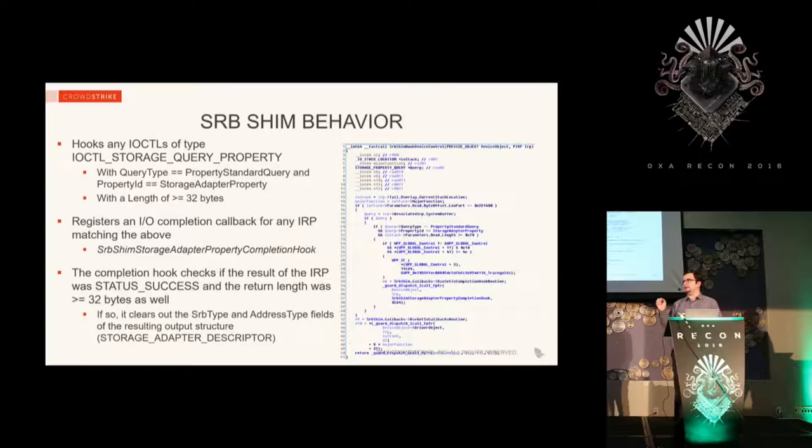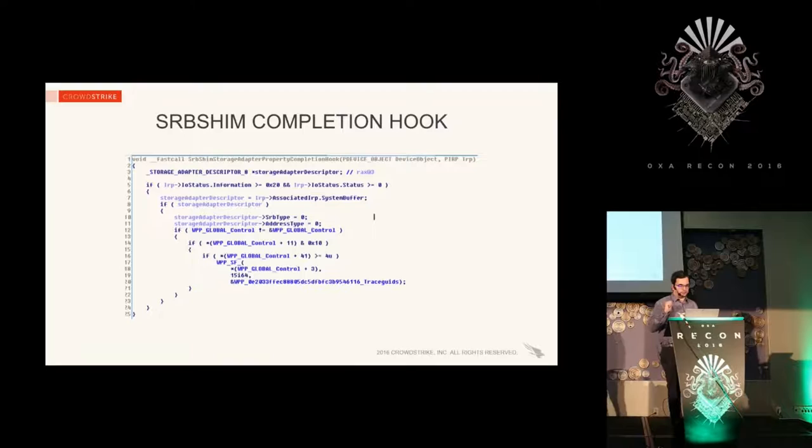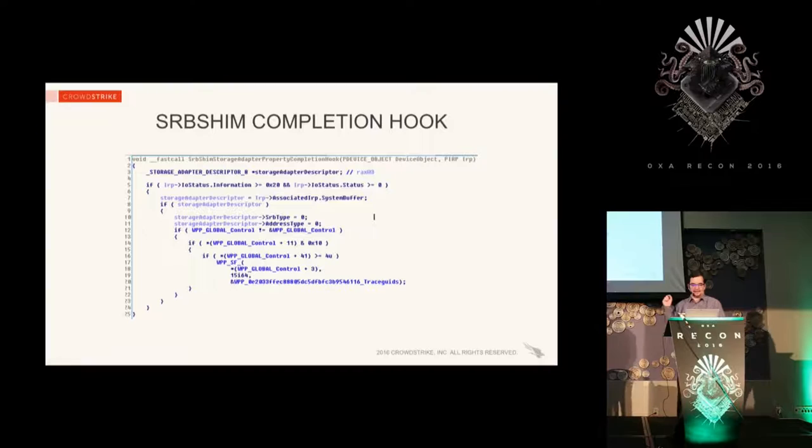In the completion hook, what does it do? Well, it basically checks, again, did we return 32 bytes or more? And did we return it successfully? And if so, we're going to go in and edit the actual SRB type and address type field, and we're going to set it to zero. So basically, we overwrite this legitimate valid data that we received with zeros. So that's kind of interesting. Why are we doing this to poor storeahci.sys? Why are we clearing out these bottom two fields that were legitimately returned?